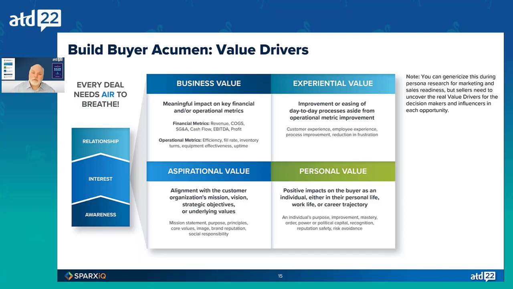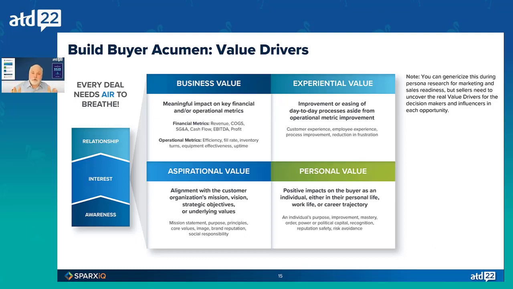And people have various kinds of values. In modern sales foundations, we actually categorize them as business value, experiential, aspirational, and personal. Now, look, you can genericize this during persona research for marketing and sales readiness, but your sellers, they actually need to get down to the real value for each decision maker and influencer in the deal.